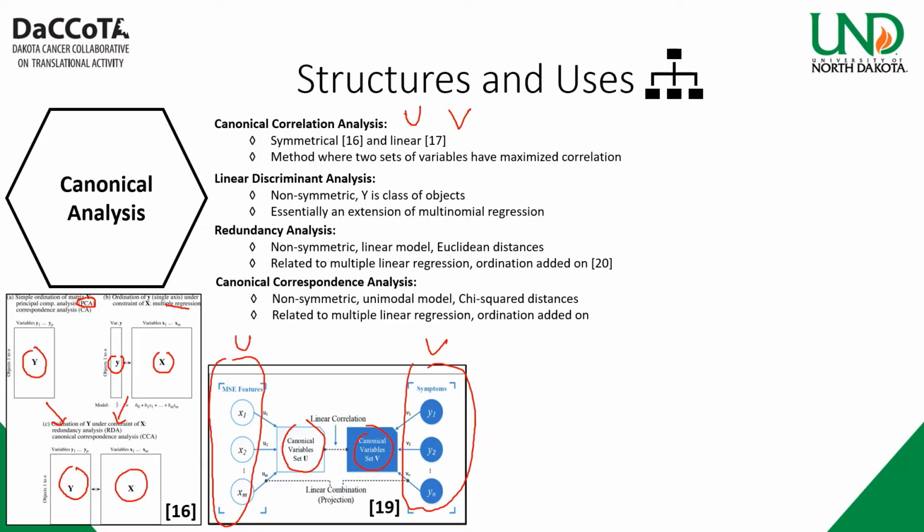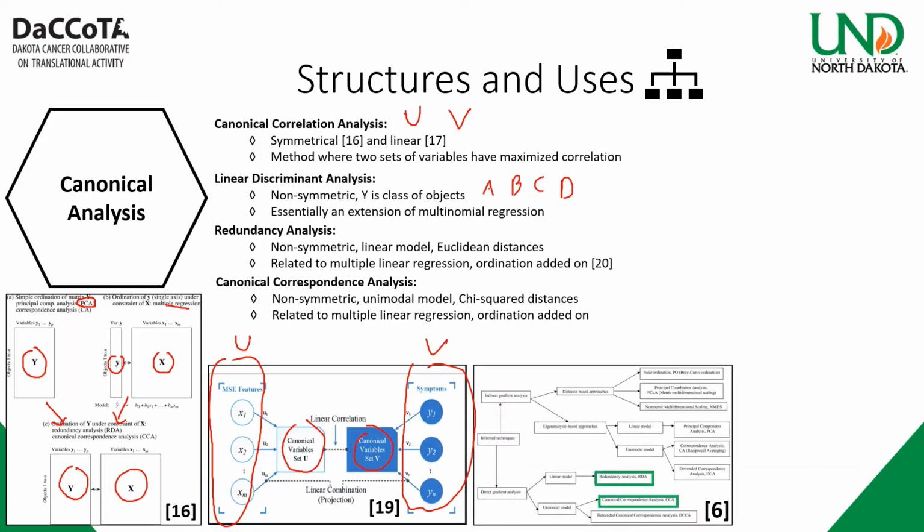So with that, let's take a look at linear discriminant analysis, which is a different beast. For example, it's non-symmetric, as the other two are, because you're actually interested in y and usually trying to predict y using x. So y here is now a class of objects. Maybe you think of it as categorical, like A, B, C, different groups. This is essentially an extension of multinomial regression, but with the ordination tacked on. It's good for trying to predict things.